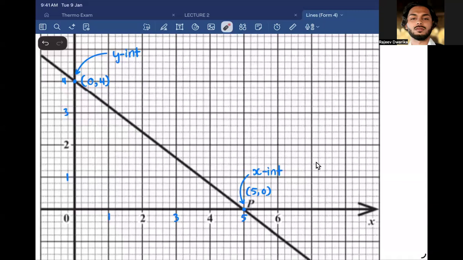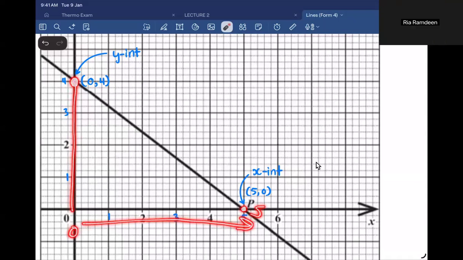And let me explain what I mean. So what is the x value for this point? 5. Okay. What's the x value for this point? 0. What was the change in x from 0 to 5? 5. 5, right? And you understood that, right?